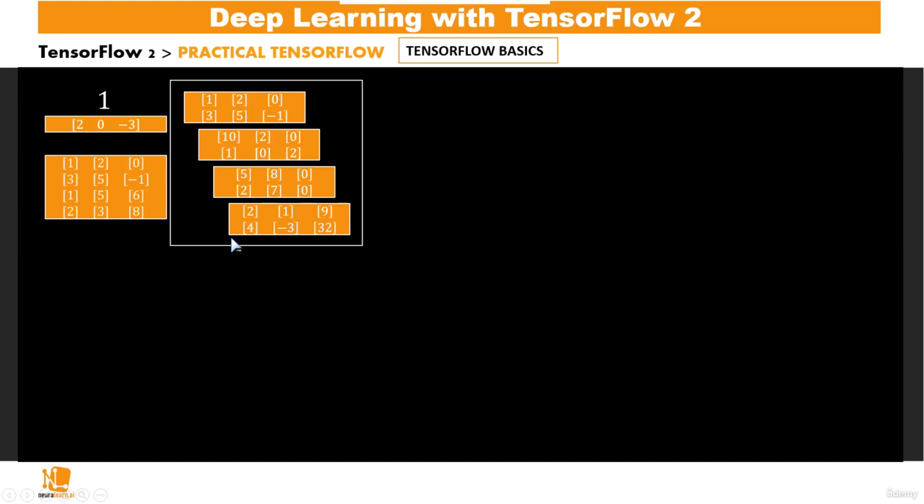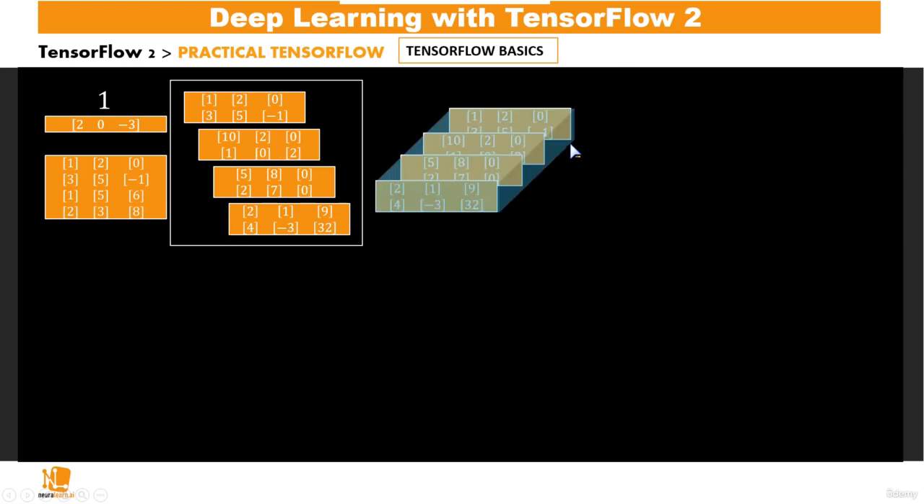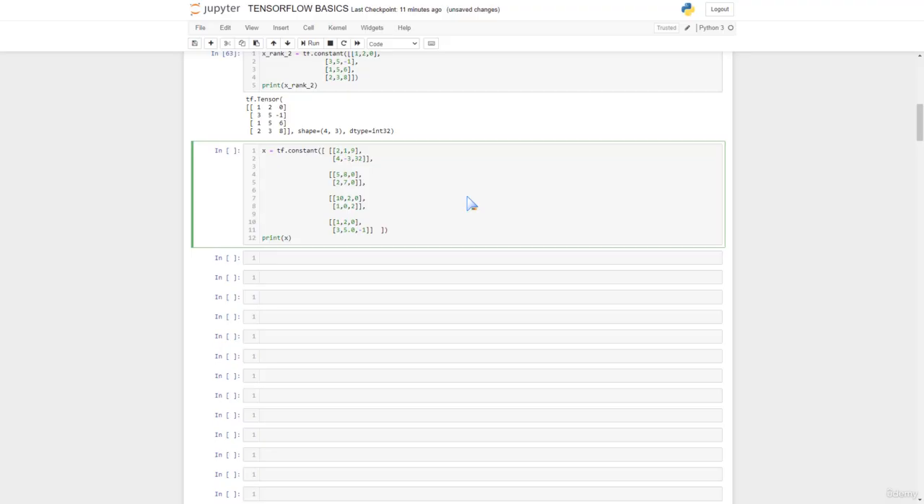So we have this, and then we have 1, 2, 3, 4. So we could picture it this way. We have 1, which is this, 2, this, 3, this, 4, that. So we have 4, and then 2, and 3. So the shape is 4 by 2 by 3.